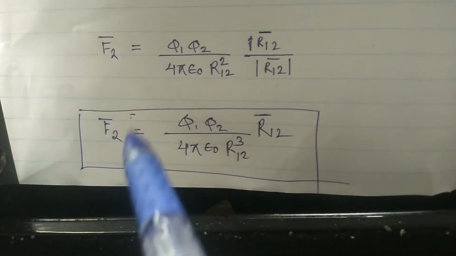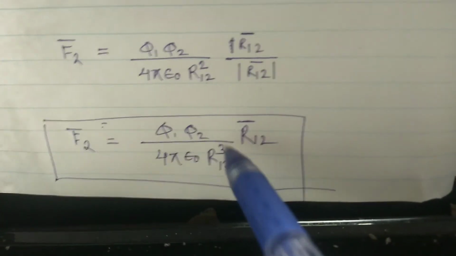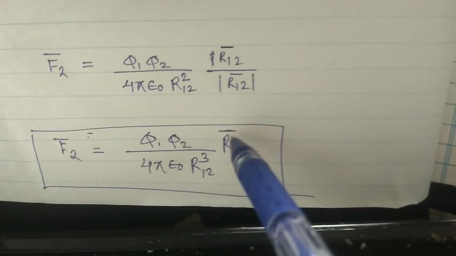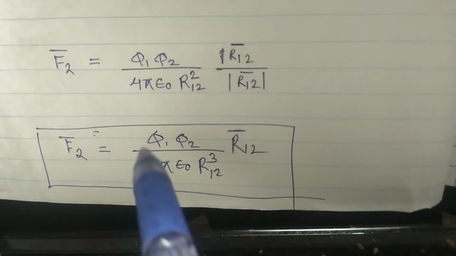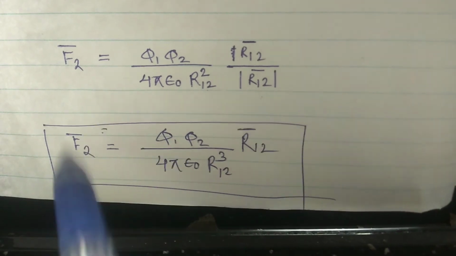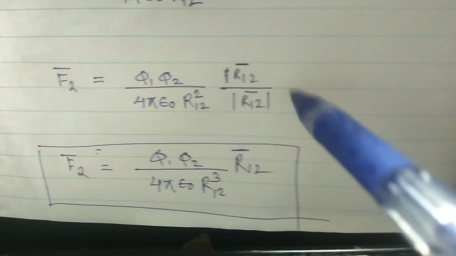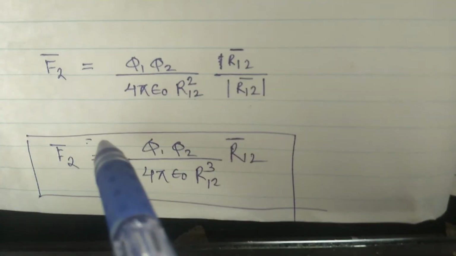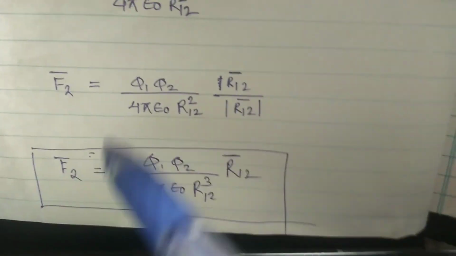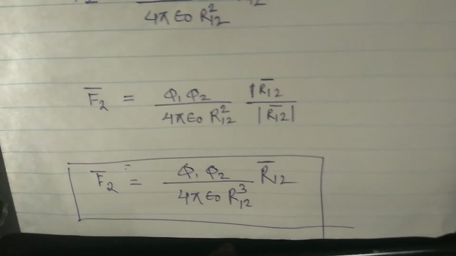Lastly, the formula of F2 bar will become q1 q2 upon 4 pi epsilon 0 r12 cube into the original vector r12 bar. This is the force acting on charge q2 due to q1. This is how the formula is calculated, and force is a vector quantity. Similarly, you can calculate it for F1 bar also, right? Thank you.